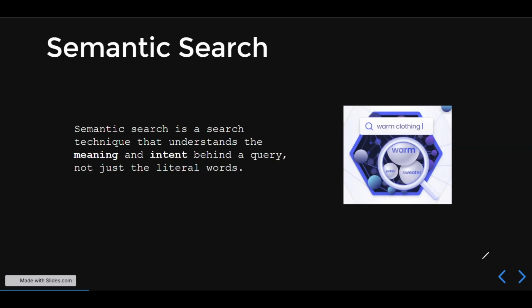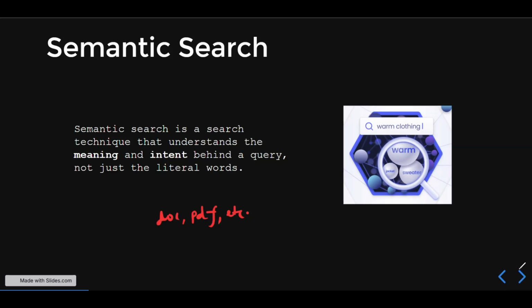So what is semantic search? Semantic search is a search technique that understands the meaning and intent behind the query, not just literal words. As I said earlier, it understands what the query means, not the way we used to search in the old days, like keyword search. It first understands the query meaning and then proceeds to search in any doc or PDF or sites, etc.